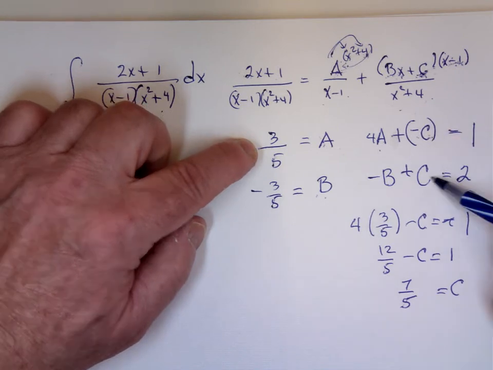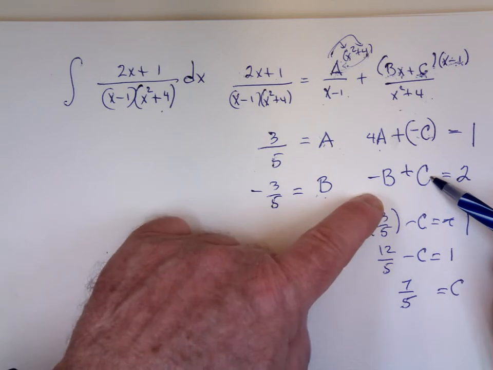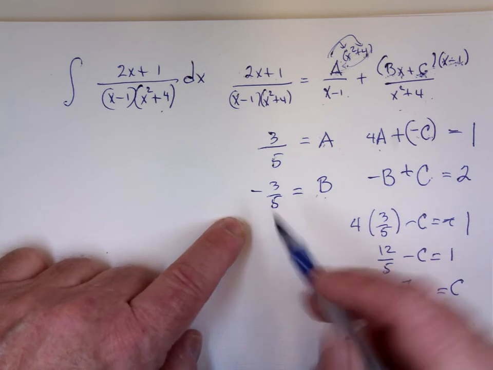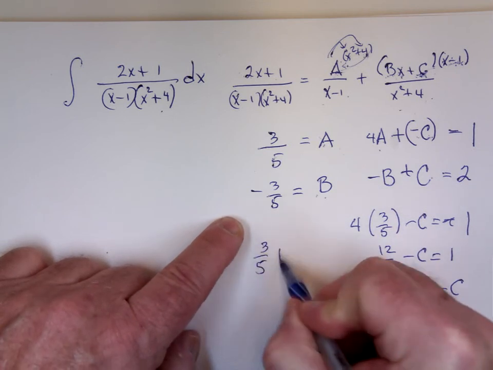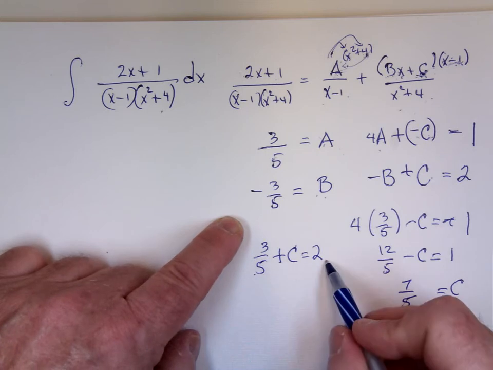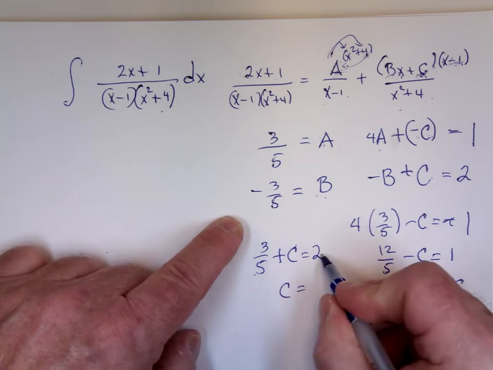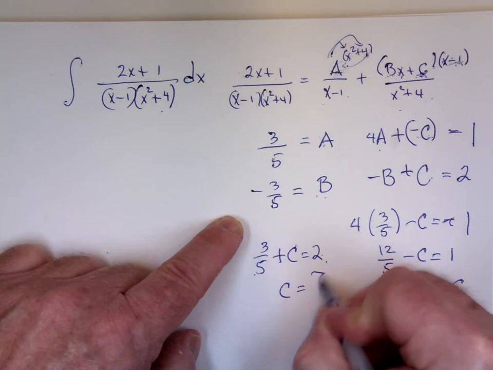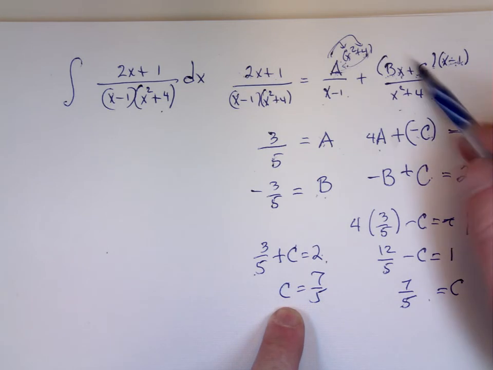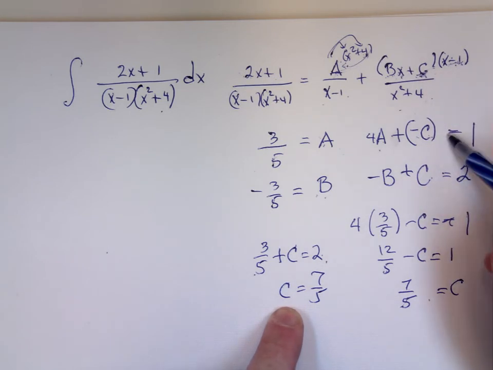I'm doing both. You get the opposite of b, which is 3/5, plus c is equal to 2. Subtract the 3/5 from each side. This is 10/5 minus 3/5. You get 7/5. So either case, you're going to get the same answer of 7/5. One, I use the constants. The other, I use the x's. Doesn't really matter. Okay?